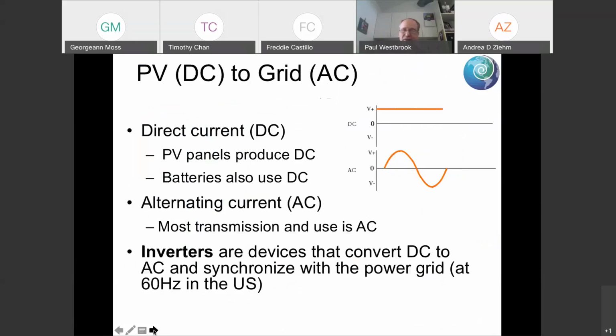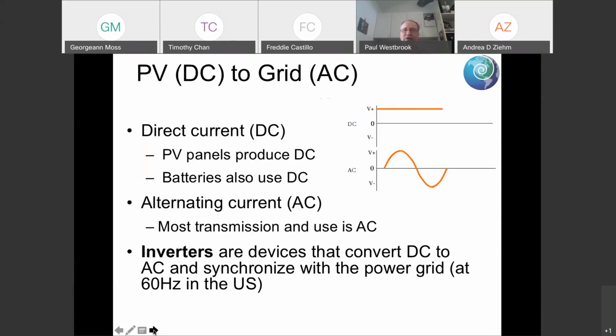If you have a AA battery, that produces direct current. It has a positive terminal and a negative terminal. So photovoltaic panels, PV panels, make energy in direct current. Batteries also use direct current. But in your house, almost every appliance you have plugs into the wall, and that is alternating current. And all the transmission lines, all of our electrical distribution system is in alternating current.